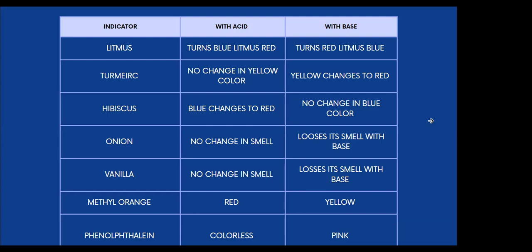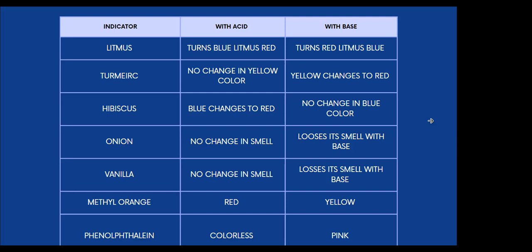Turmeric turns bases red and there is no change in color with the acids. Third one is the hibiscus tea, which is your China rose also. Blue changes to red and there is no change with the bases.